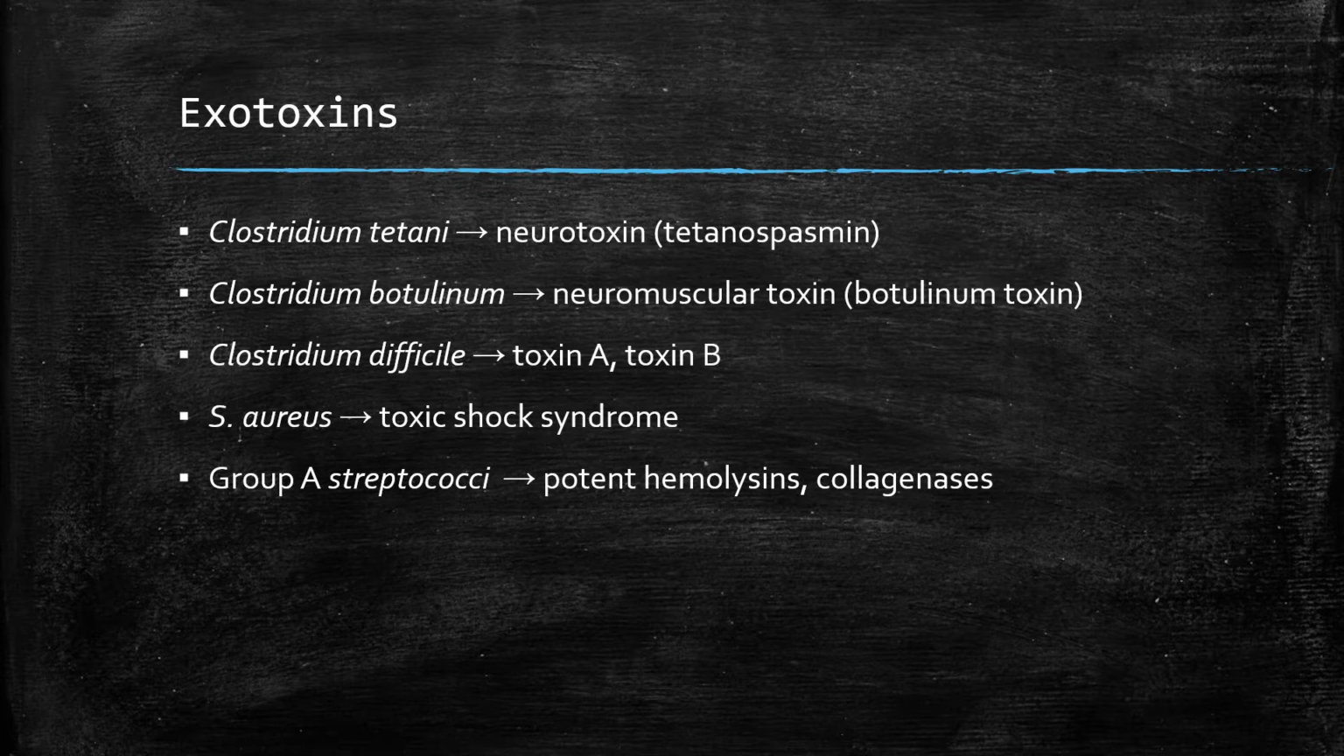Clostridium tetani produces a potent neurotoxin. Clostridium botulinum produces a neuromuscular toxin. Clostridium difficile produces toxin A and toxin B, which lead to the characteristic secretory diarrhea. Staph aureus can cause toxic shock syndrome, and group A streptococci secrete potent hemolysins and collagenases, which are important in necrotizing soft tissue infections.